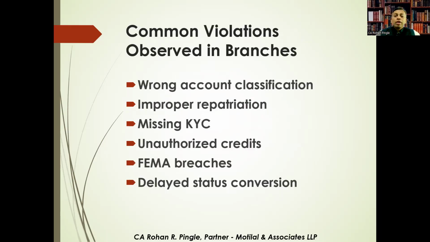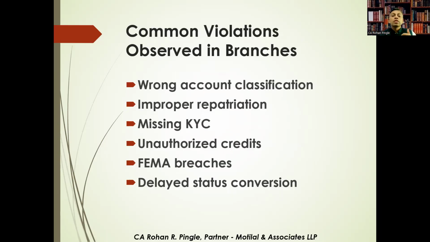So moving further, let's see common violations observed in the branches. Let us now discuss the practical branch-level violations commonly observed during concurrent audits. Some of the most frequent observations are resident income credited to the NRE account, local cash deposit without proper explanation, and NRE accounts continued after the customer becomes resident, meaning the bank is not informed.